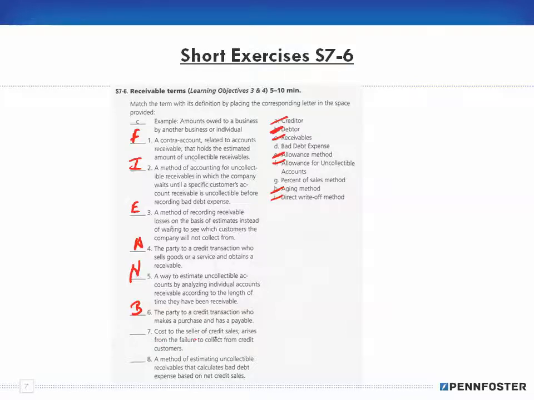The cost to the seller of credit sales arises from the failure to collect from a customer, right? So that would be a bad debt expense because we didn't receive the money. So that ends up being a cost to us, a bad debt expense. Expense is a cost to the business. And then, of course, a method of estimating uncollectible receivables that calculates bad debt expense based on net credit sales. So that would be percentage of sales method, G.